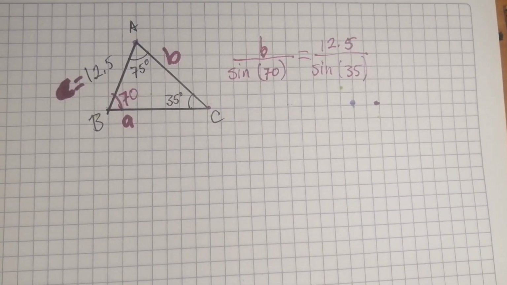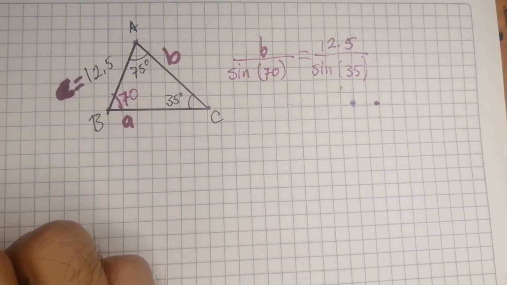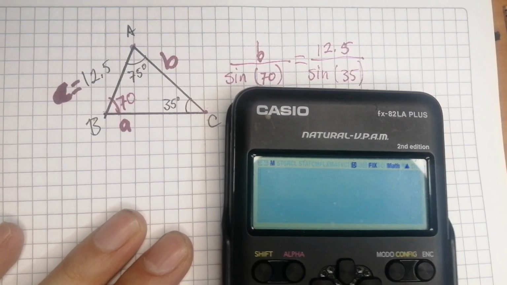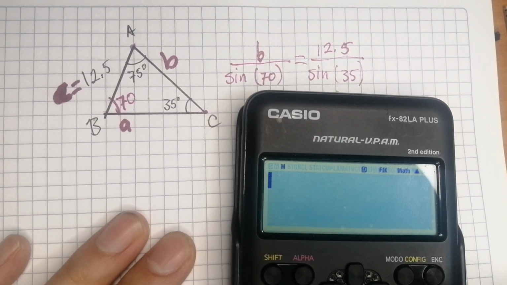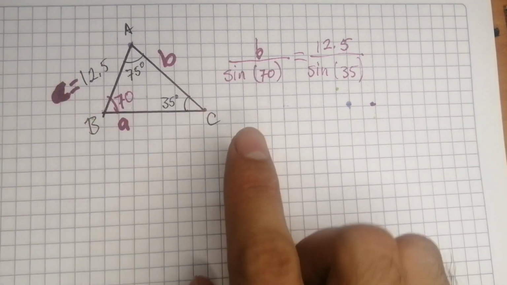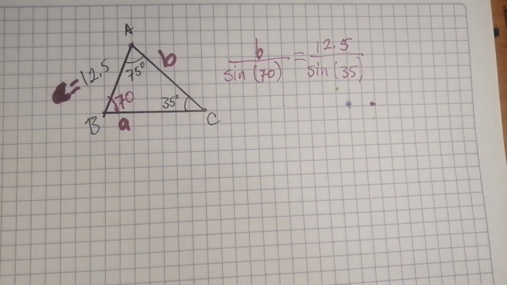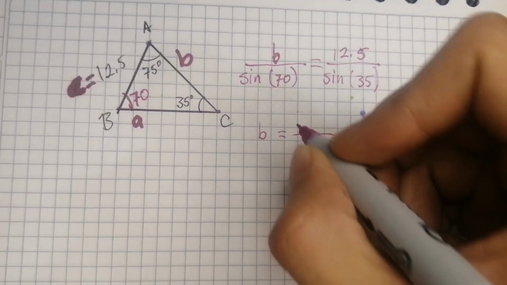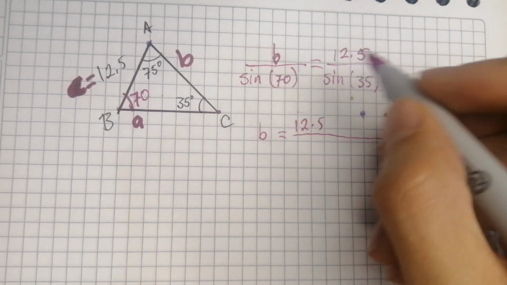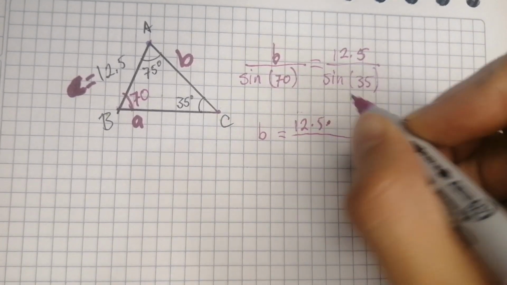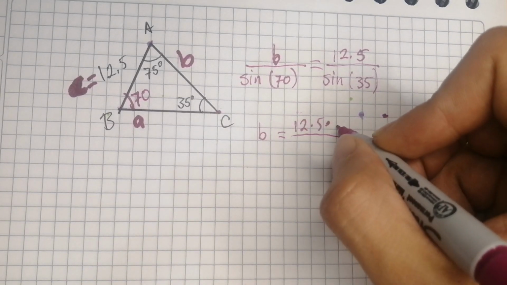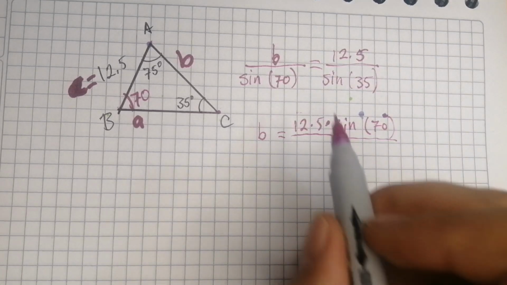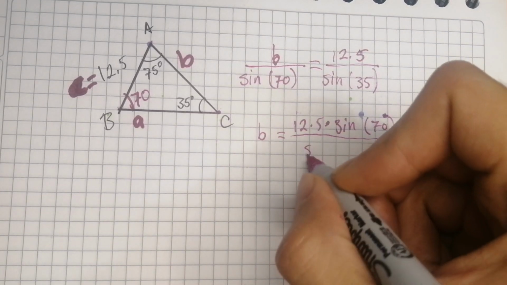Now the only thing we have to do is jump back to our calculator and state the problem as we have it. But before doing that, let's do a previous step, which is clearing that B, of course. B is equal to 12.5, the numerator that I have here, times the sine of 70, which passes to multiply to the other side, divided by the sine of 35.